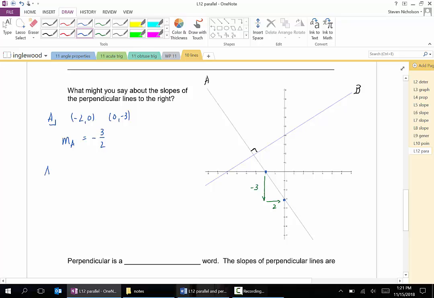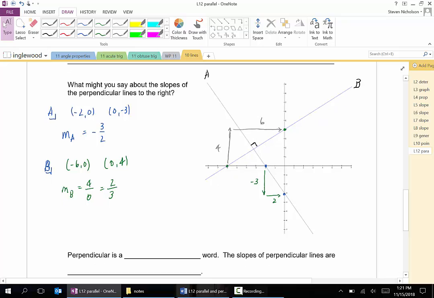What's the slope of B? Well, again, we'll pick two nice points, that one and that one. So we have negative 6 comma 0 and we have 0 comma 4. And in order to figure out the slope of this one, we'll go up that many, which would be 4, and we go across that many, which would be 6. So the slope of line B is going to be 4 over 6 or 2 over 3.